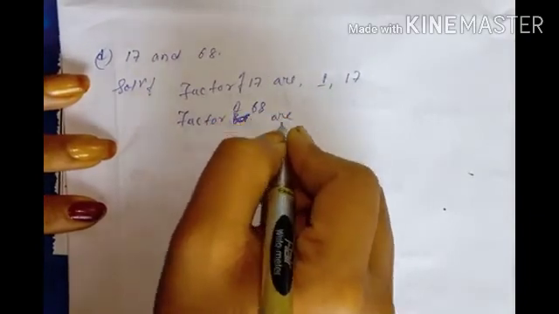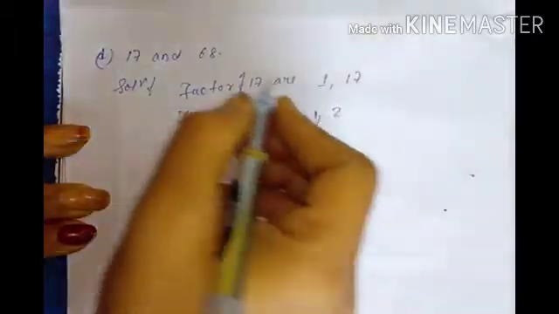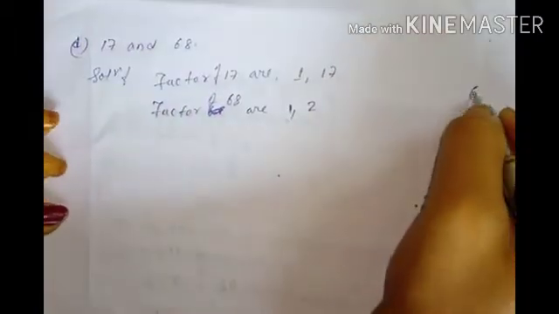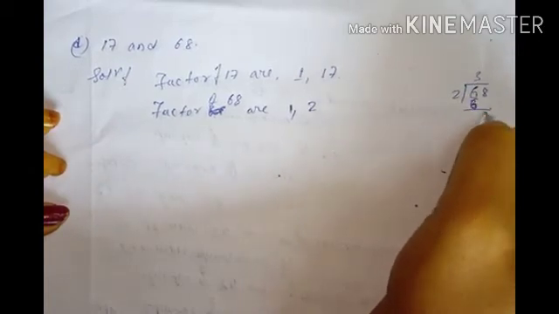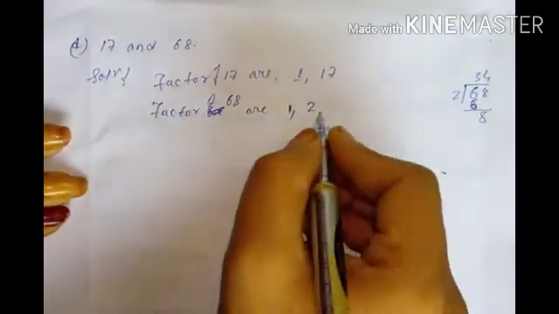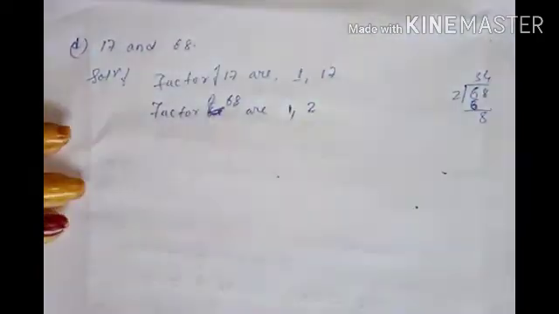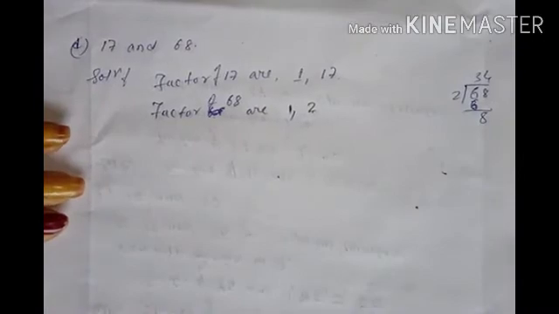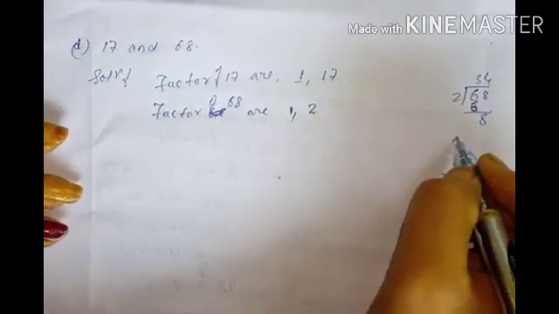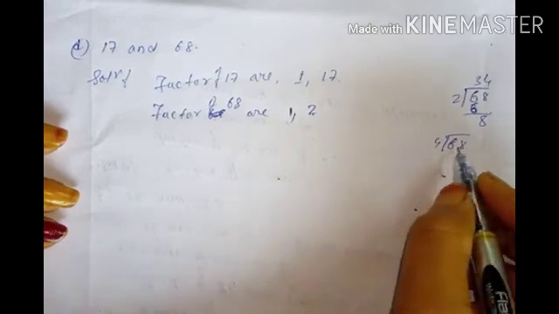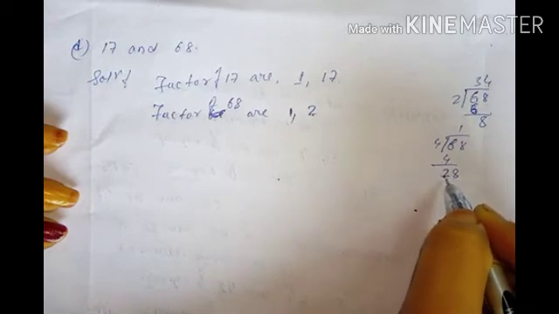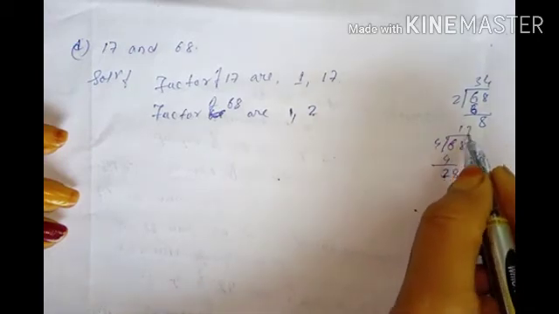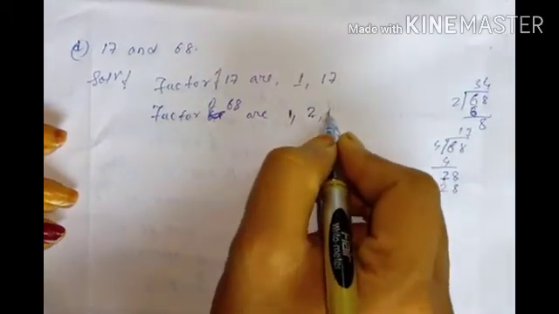Factors of 68 are 1. 2 is also a factor, isn't it? Because if you divide 68 by 2, you get 34, isn't it? So 2 is also a factor, and 3 is not a factor. Now 4, is this number divisible by 4? You have to see if this number is divisible by 4 or not. 4 1s are 4, 2 8s are 28. Now 28 is divisible how many times? 7, isn't it? 7 4s are 28. Yes, 4 is also its factor.